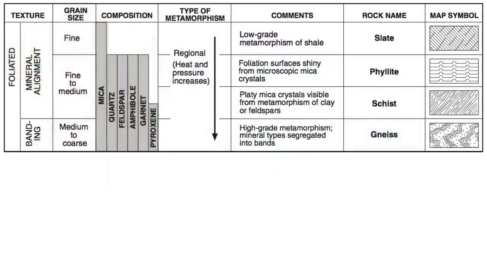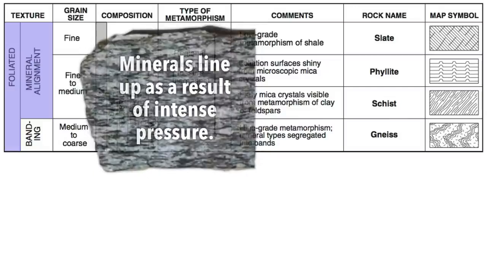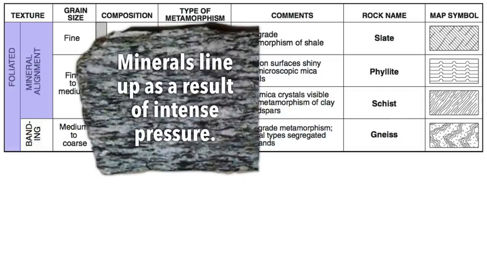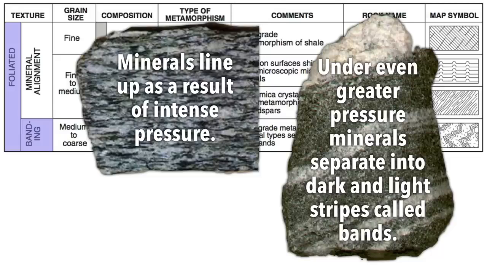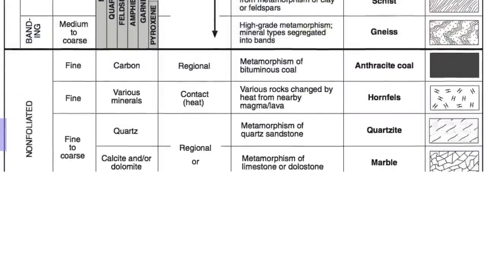So those are our regional metamorphism rocks. Notice something, they are all referred to as being foliated, and what that means is that pressure is causing the minerals within the rocks to almost line up with each other. Now we have two types of foliation. We have mineral alignment, seen here, which is when minerals line up as a result of pressure. And then a severe version of mineral alignment is called banding, seen here. And the only rock that displays banding is called gneiss, and this is a result of really intense pressure.